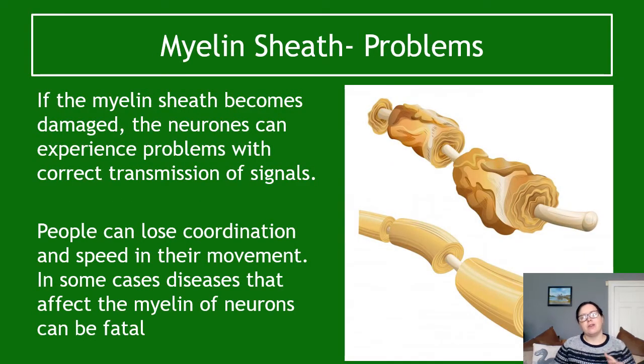Now if the myelin sheath becomes damaged, and there are some diseases that can cause this, the neurons experience problems with the correct transmission of signals and the fast transmission of signals. And what this means is people lose coordination and speed in their movement and become a little bit clumsy. The acts that require immense amount of coordination, like walking or talking, tend to become more difficult. And in some cases, diseases that affect the myelin of neurons, if it's that bad, can be fatal.